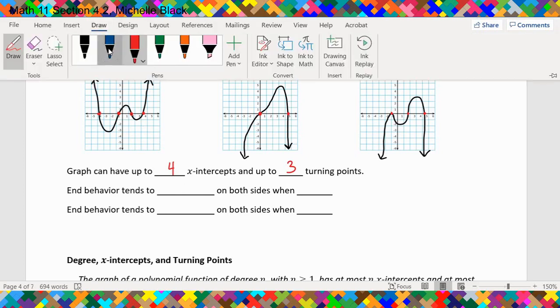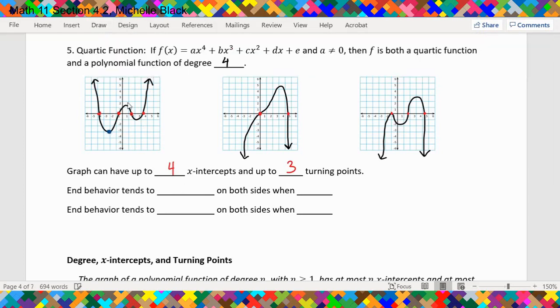Notice in my first graph, I have 1, 2, 3 turning points. In my second graph, I only have 1 turning point. Notice I'm increasing this whole time, and then I change to decreasing. And in my third graph, I have 1, 2, 3 turning points. The end behavior tends to positive infinity on both sides when a is positive, and negative infinity on both sides if a is negative.